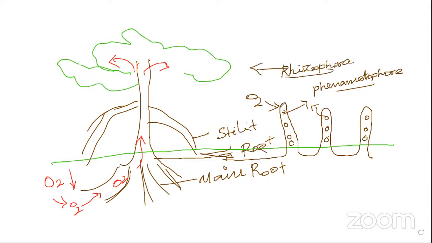Rhizophora has a specialized structure, the root, which contains specialized pores called nematophores. What is the main use of the nematophore? It is simply gaseous exchange, the exchange of gases. These are the special types of adaptation, my dear students. Take care. This is very, very important.